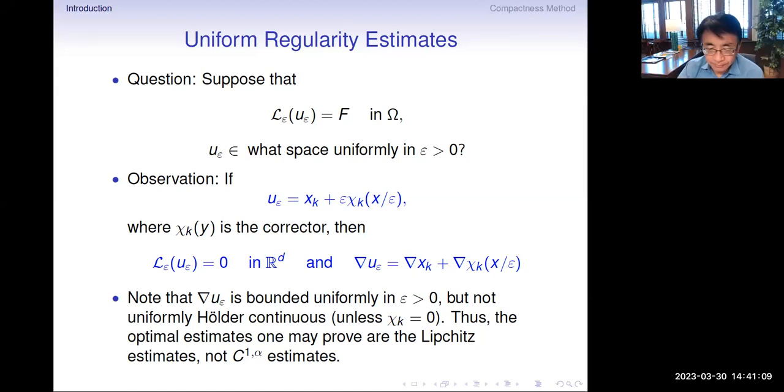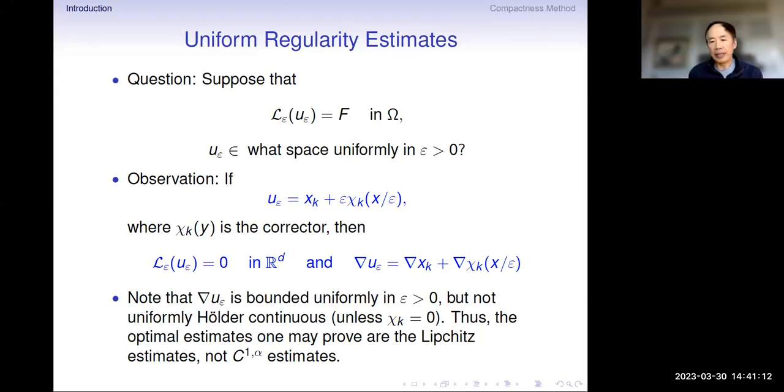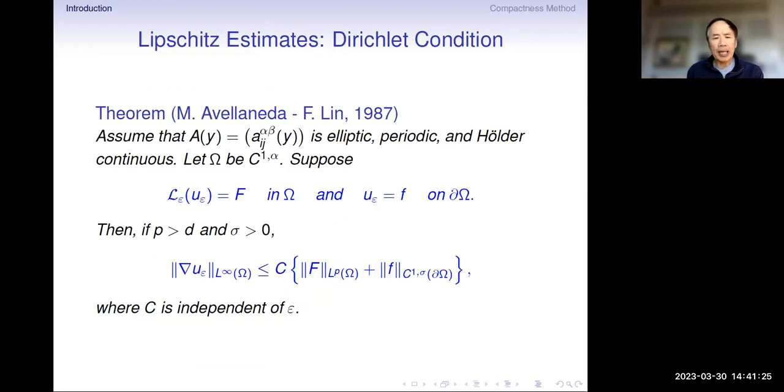Whenever you differentiate, the epsilon comes up in the denominator. If epsilon stays away from 0, then there's no problem at all. So this is a classical theorem due to Marco Avellaneda and Fenghua Lin back in '87, and they proved the Lipschitz estimate up to the boundary for the Dirichlet condition.